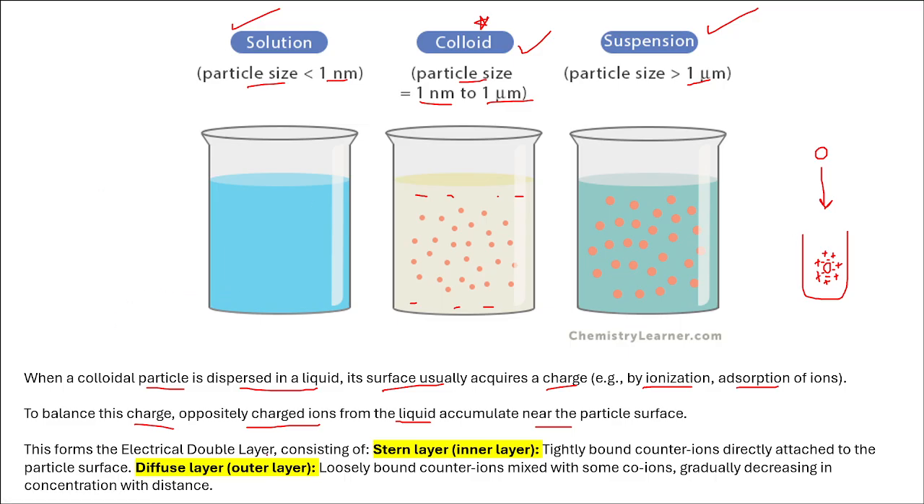So this forms the electrical double layer, consisting of the Stern layer, the inner layer, which has tightly bound counter ions directly attached to the particle surface, and the outer one, which is called the diffuse layer: loosely bound counter ions mixed with some co-ions, gradually decreasing in concentration with distance. So this is the kind of phenomenon that you'll notice in this particular case.